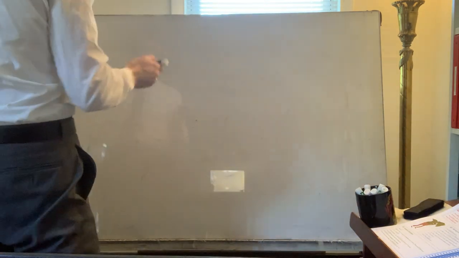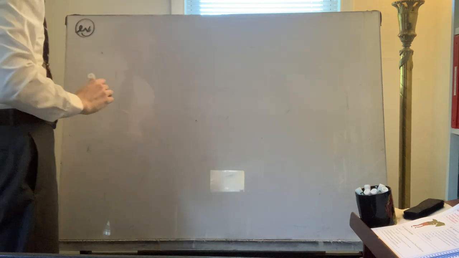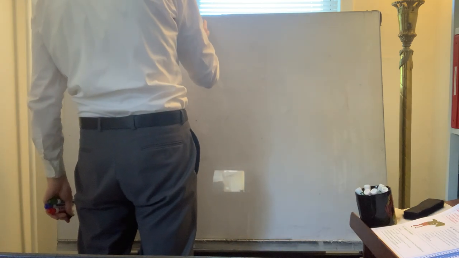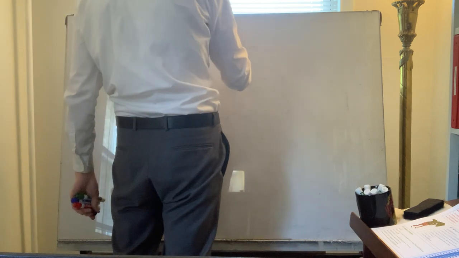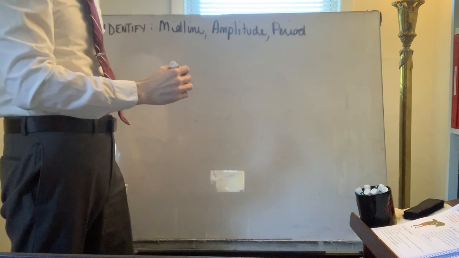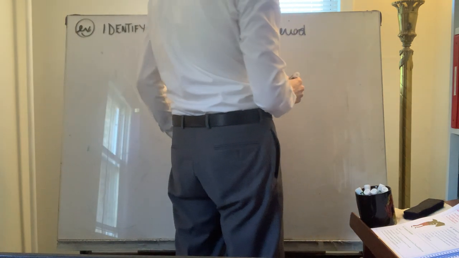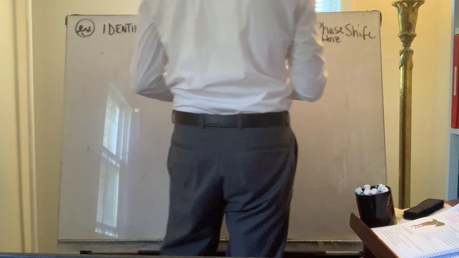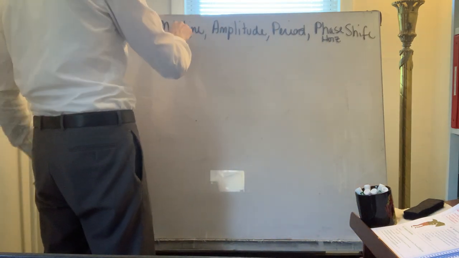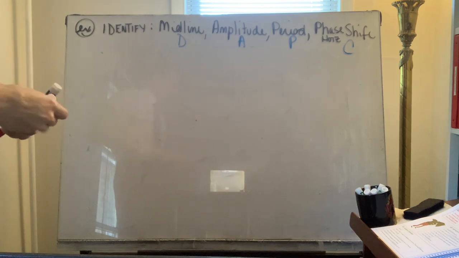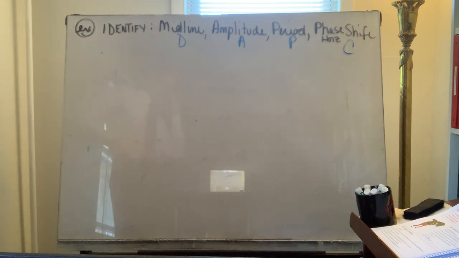Okay, what if you had to do a bunch of things at the same time? Identify the midline, the amplitude, the period, and the phase shift. Which is essentially, midline is the D value, amplitude is the A value, period is P, and the phase shift would be the C value. C may end up being part of this trouble anyway. Pardon me, the letter B.